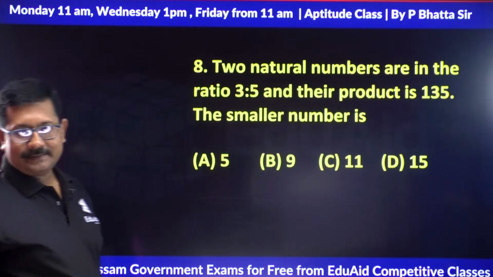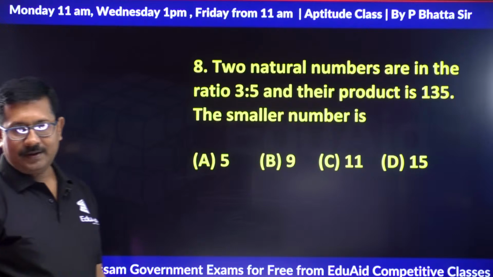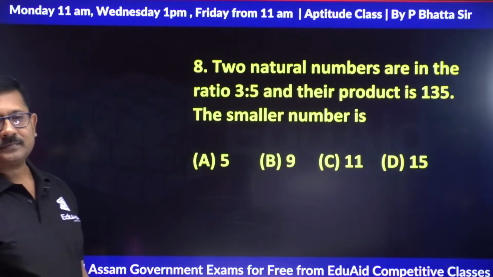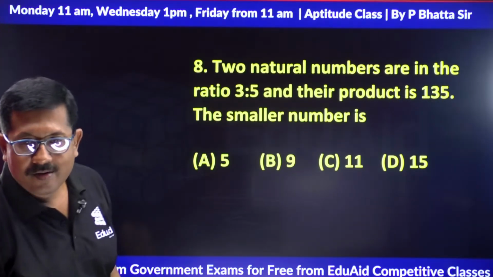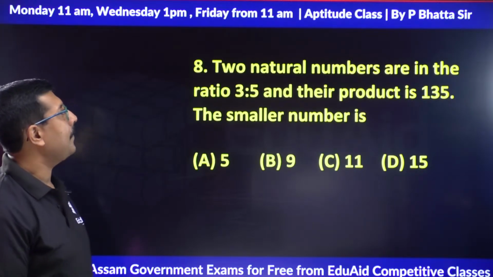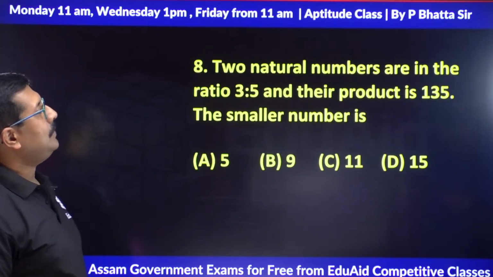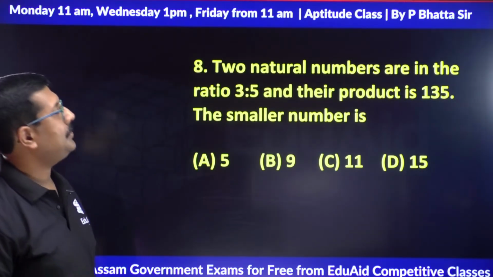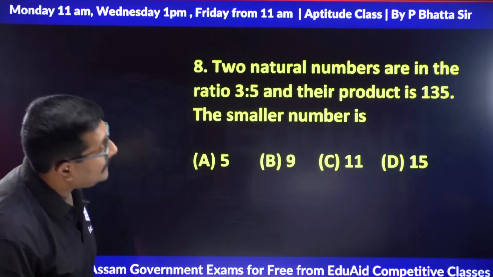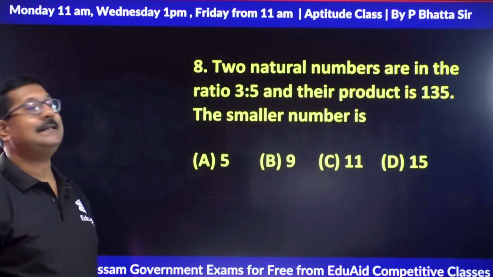Two natural numbers. Now what about it? Two natural numbers are in the ratio 3:5 and their product is 135. The smallest number is?